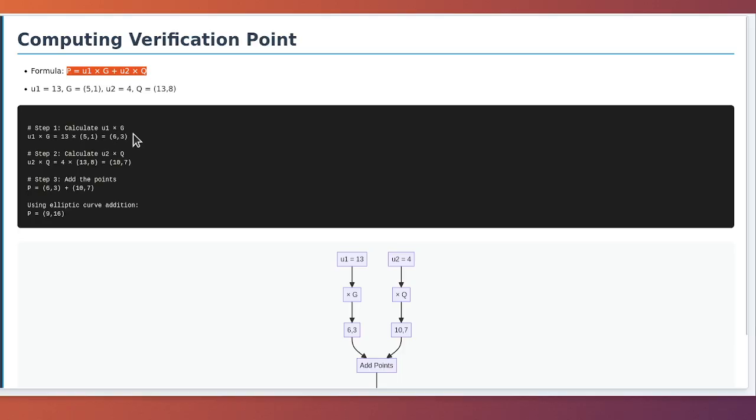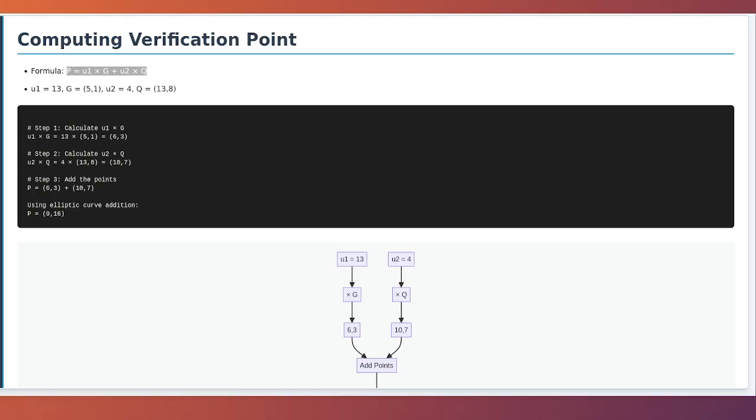Let us work through this calculation. First, we calculate U1 times G. We have U1 equals 13 and G equals 5, 1. So we need to compute 13 times 5, 1. Using the double and add algorithm, we calculate powers of 2 times G, then add the appropriate ones. The calculation gives us 13G equals 6, 3.